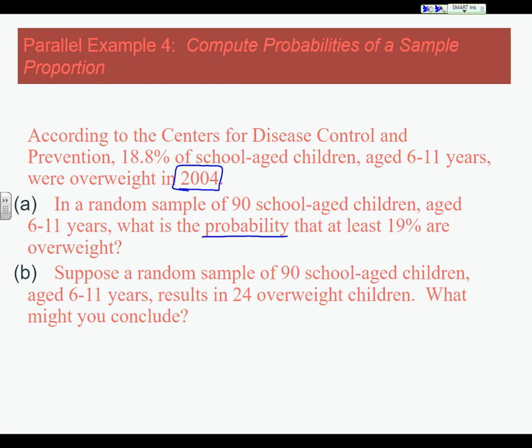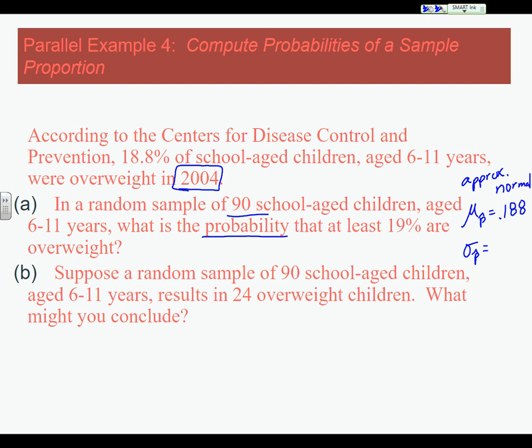I'm going to go ahead and get all the numbers that I need for this going forward. I'm going to put them out here to the side. So I want my shape, center, and spread. Now, I did 90 school-age children. That's a lot. That's a large sample, much bigger than 10. I like stuff that's much bigger than 10. So my shape is going to be approximately normal. Now my center is not going to change. I'm expecting to get this 18.8%. But the whole reason I'm doing this is because I want my spread.